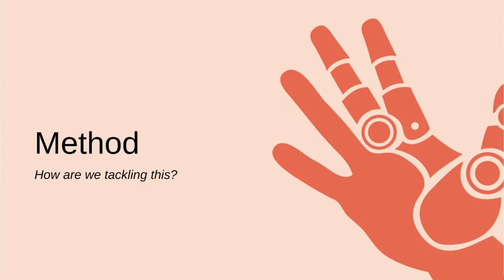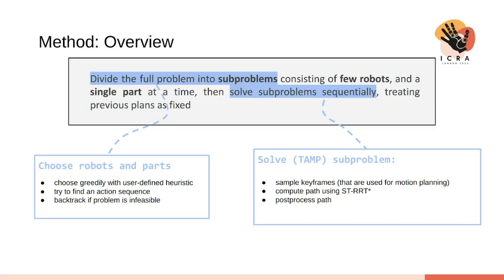So how are we actually tackling the problem in this work? The core insight here is that there are very few extremely long-term dependencies over the whole construction horizon. This means that what we can do is to separate the complete problem consisting of all parts and all robots into a sequence of problems containing only few robots and a single part at a time. And we then solve these subproblems sequentially while considering the previously found paths as fixed.